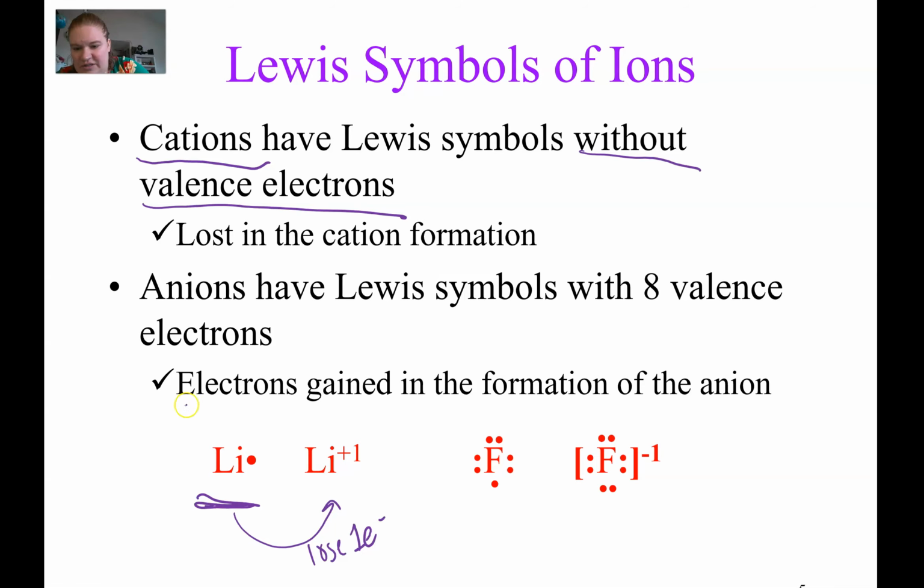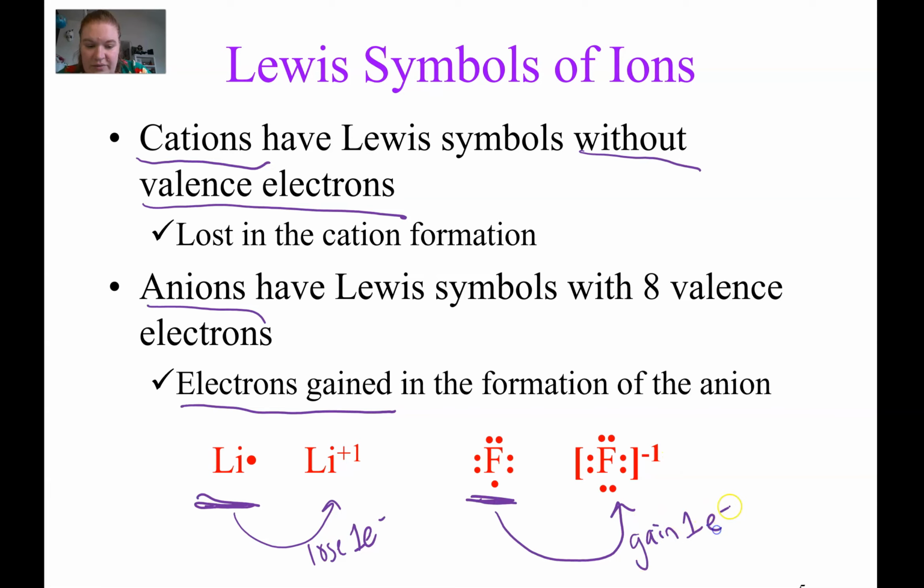Anions are going to gain electrons. So when we draw our anion, we're going to draw it with the extra electrons it has gained. So here's our fluorine as a neutral atom. When it becomes an anion, it's going to gain one electron. So we draw it with its extra electron, we draw it with its charge, and then the extra thing that we're doing is we're putting it in brackets. So cations, no electrons, give it a charge. Anions, it gets the extra electron or electrons, depending on what charge it has. It gets the charge, and we're going to put the whole thing in brackets.